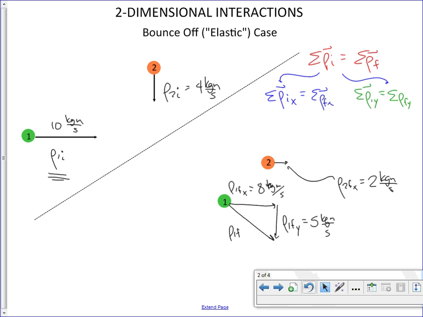Right, and why is it 5? It's a little bit bigger, right? Sure, 5. So what does this number 2 have? Well, we had 4 units downward. This one has 5 units downwards. This one must have 1 unit. 2 final y, 1 kilogram meter per second. So the 5 downward and the 1 upward equal the 4 downward, right?